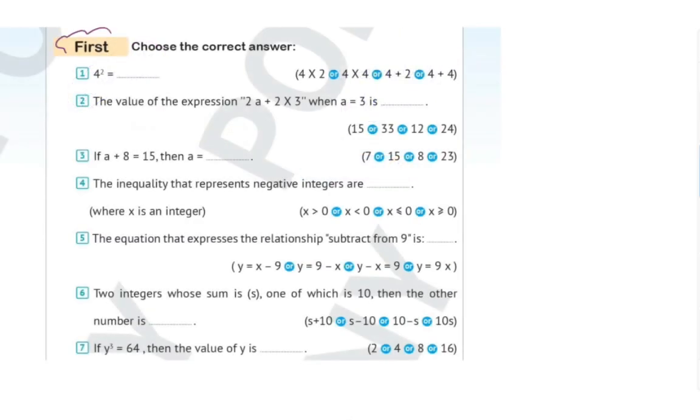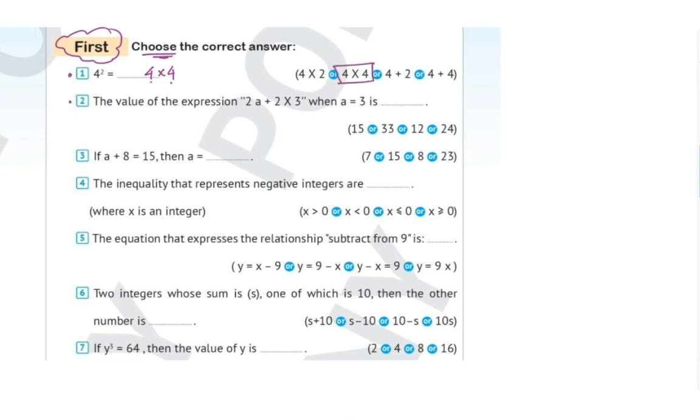First question. Choose the correct answer. First point. 4 to the power 2 equals what? I know power 2 means 4 by itself 2 times, 4 by 4.